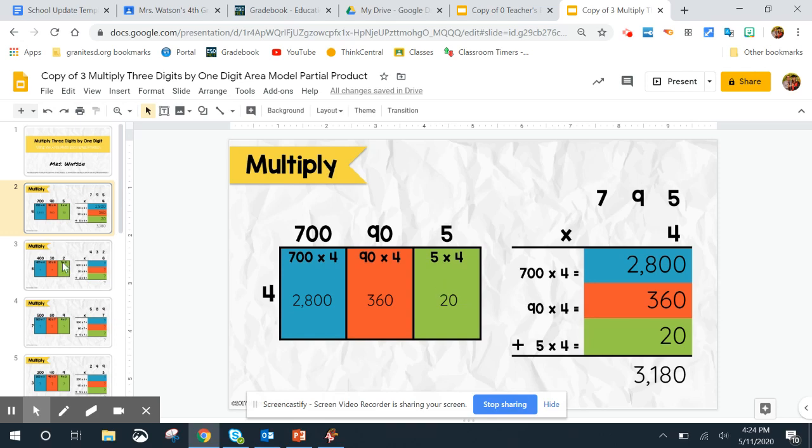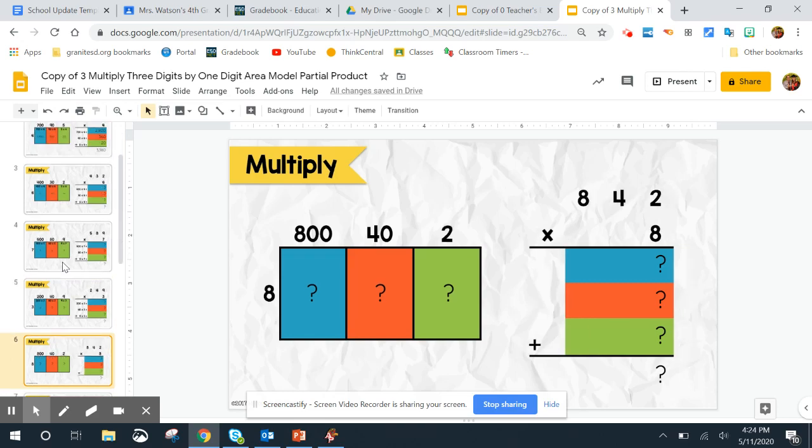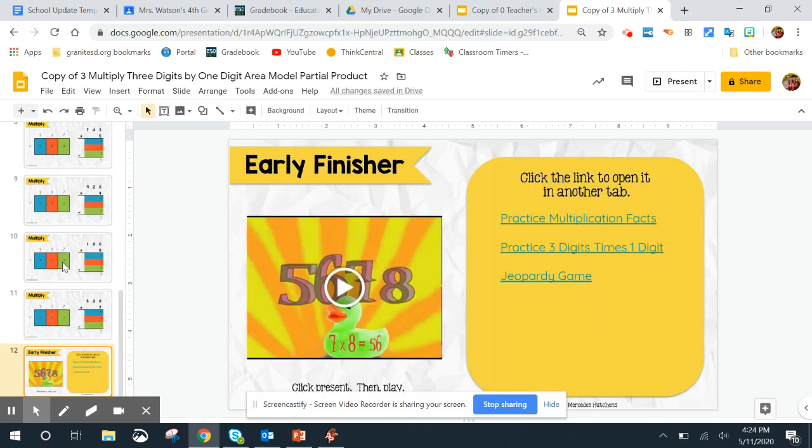The same as our lesson, it starts with a lot of help. And then as you go, more and more of the help is removed. At the very end, there is another early finisher and some cool games you can play as well.